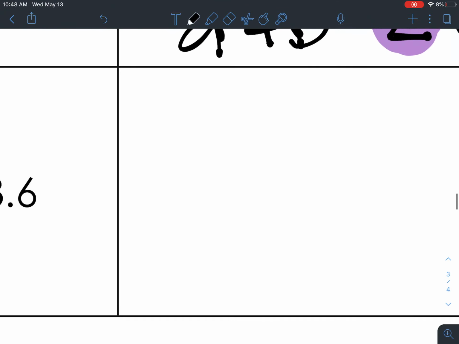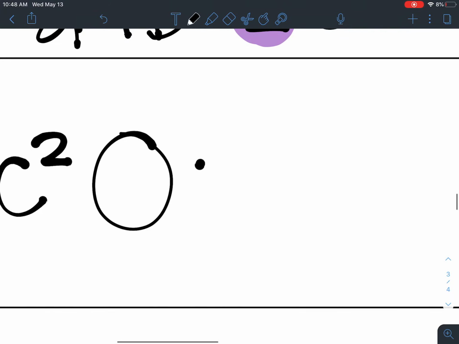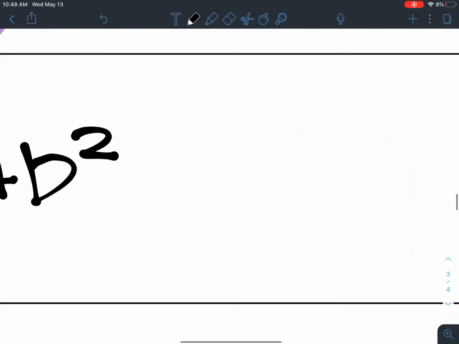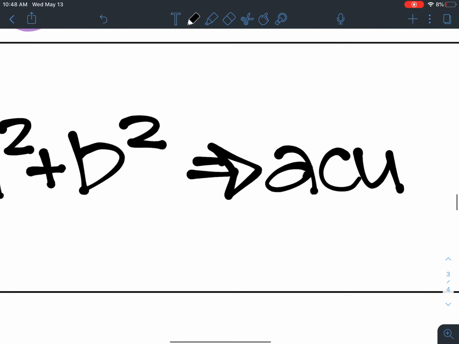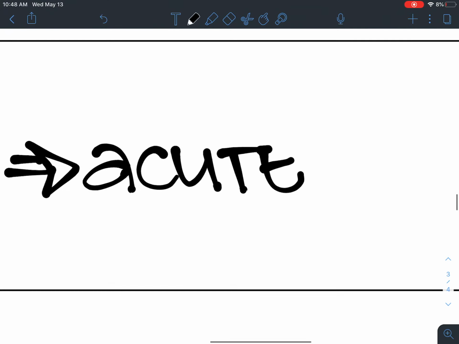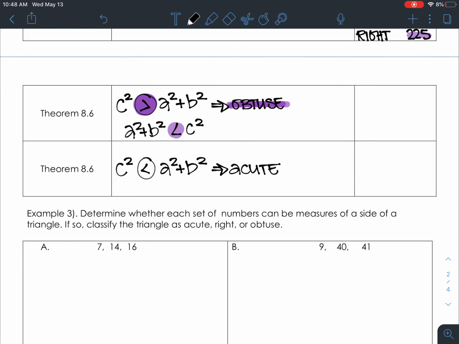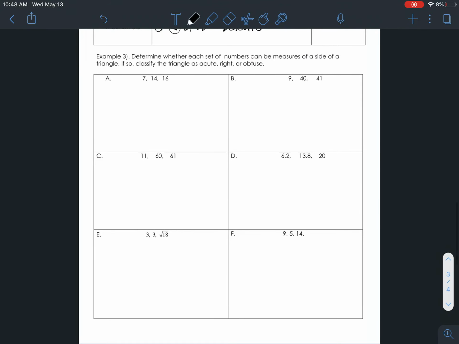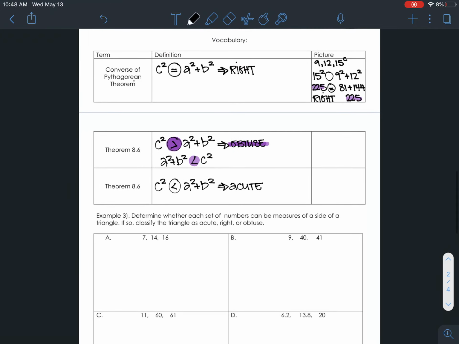All right, let's try this one. So this one is saying if you take c squared and you compare that to a squared plus b squared, and c squared is less than a squared plus b squared, then that triangle is an acute triangle. Okay, so again, I want you to start with c squared because I think that makes better connections in our head. Okay, I'm going to pause there, and then when we come down here, we're going to do these so that we can apply those 3 theorems.